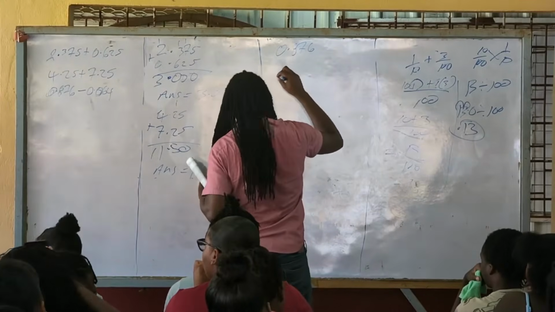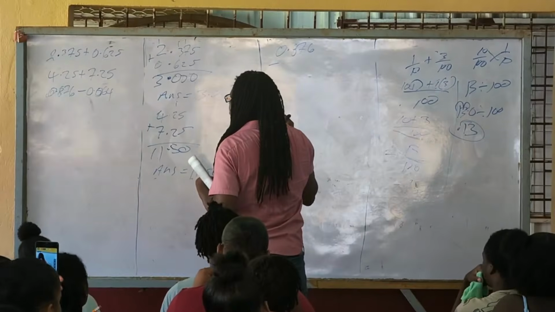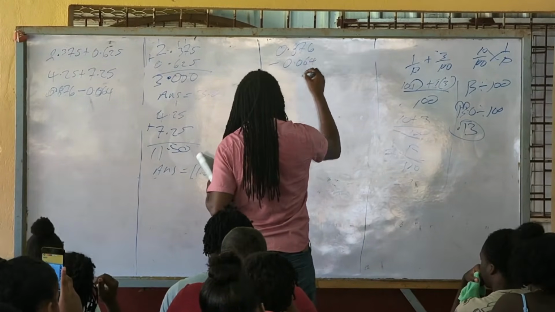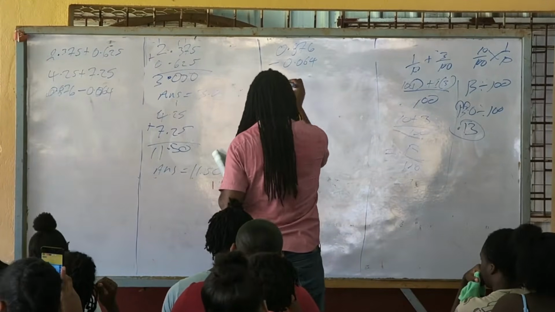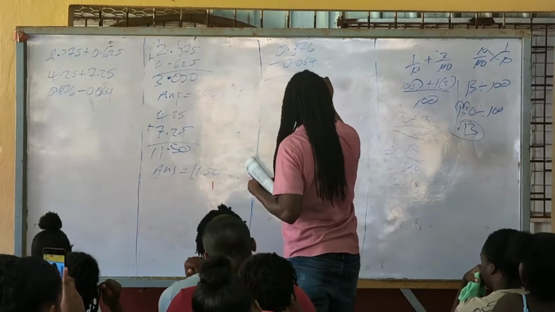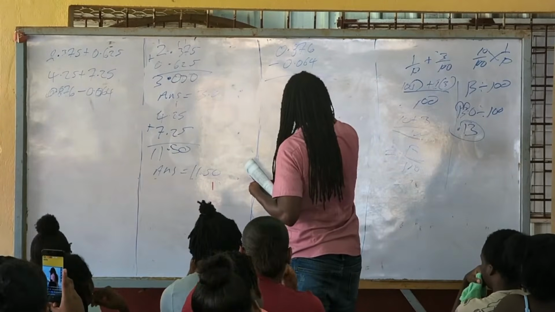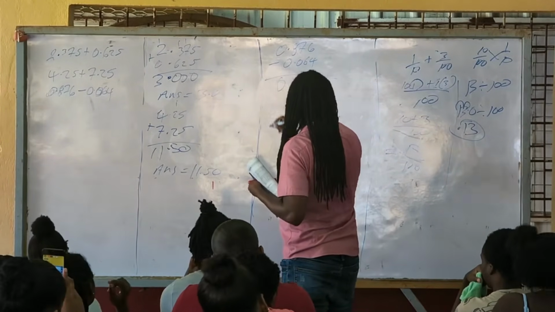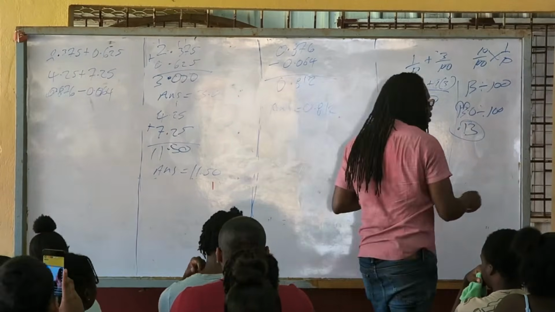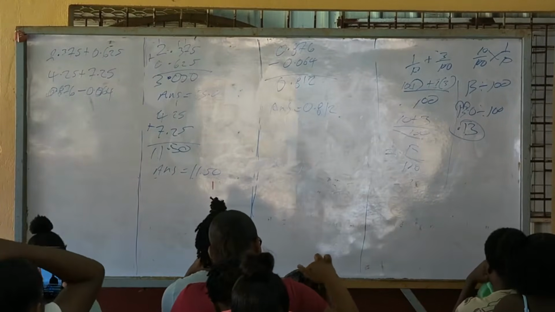0.876. Six minus 4. 7 minus 6. 8 minus 0. 0 minus 0. Everybody see that? All right. Now we're going to multiply decimals.